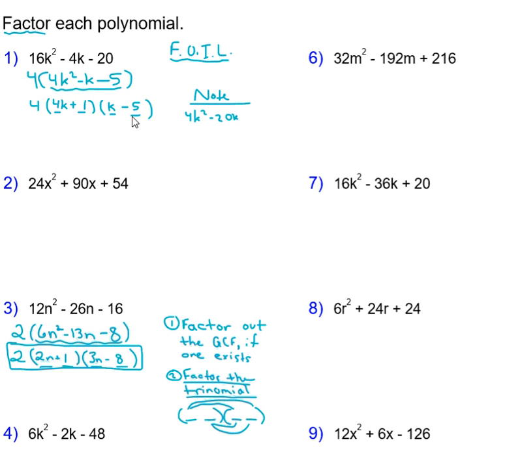The inside two terms, when multiplied together, give me a positive k, so plus k. And the last two give me a 1 times negative 5, which is negative 5. So again, first, outside, inside, last, we get 4k squared minus 20k plus k minus 5. We get this trinomial. Combine those two middle terms, the like terms, and we get 4k squared minus 19k minus 5.